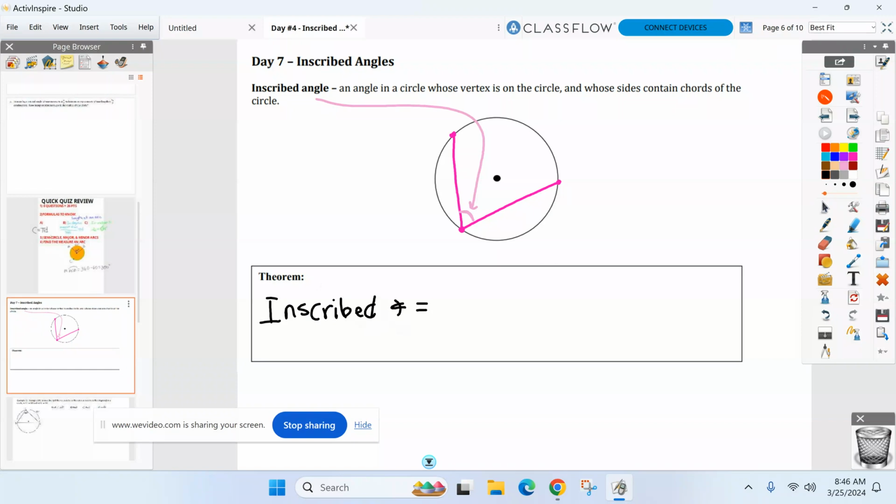It's not equal to its arc. It's not a central angle. It's not equal to its arc. Instead, ready? It's half. It's half the measure of the connected arc. That's how inscribed angles work. Half the measure.